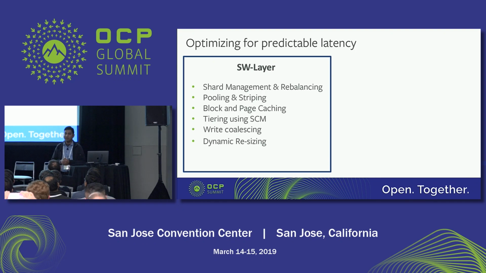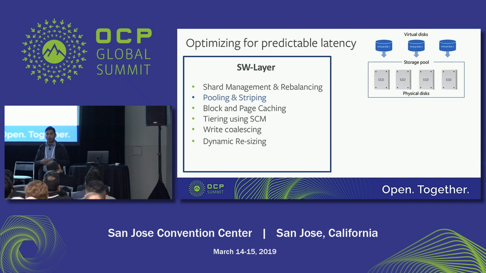Shard management and rebalancing with respect to load, capacity, or health happens all the time, but we can go one step further and make the shard management and rebalancing aware of the underlying storage hardware to optimize for latency. We have pooling and striping, where volume groups can be created and logical volumes are carved out of the physical SSDs that we have, such that the IOs are spread across the SSDs and help us operate in a lower response time region.